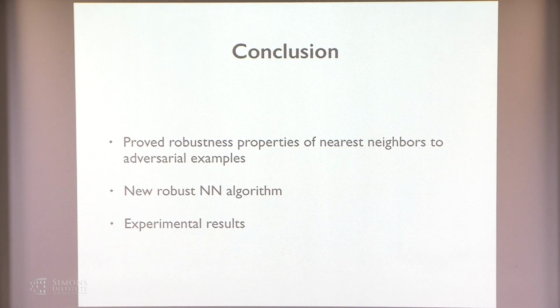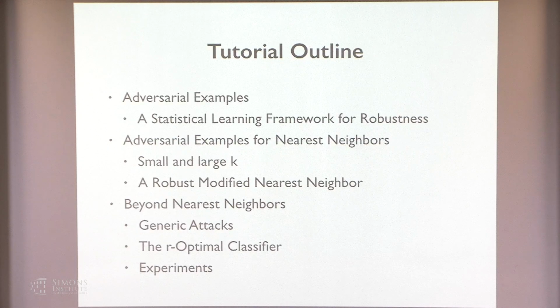Okay. So yes, great. You're almost done. So what we did was, we just showed some robustness properties of nearest neighbors. We talked about a new nearest neighbor, robust nearest neighbor algorithm, and we gave some experimental results. Okay, so this was kind of the first part of the talk.